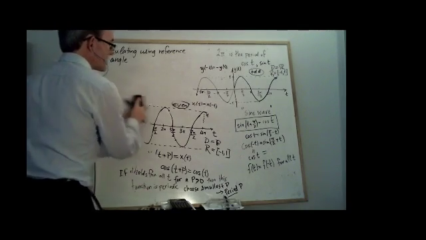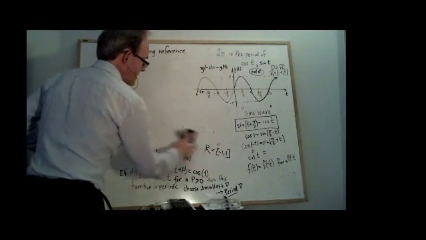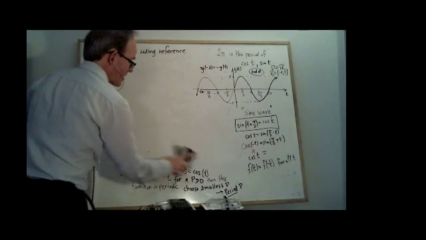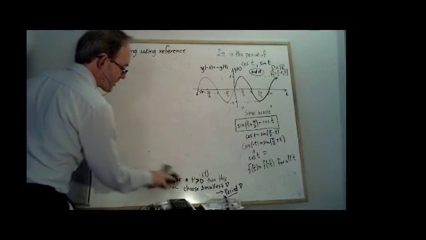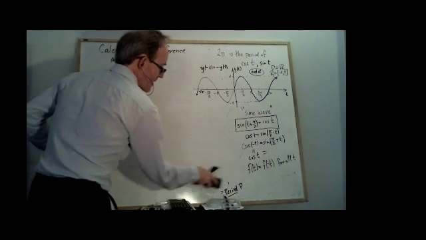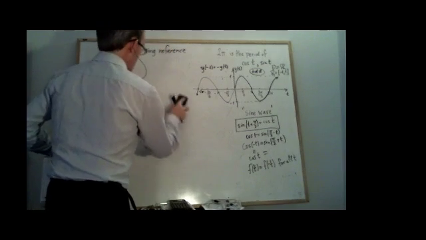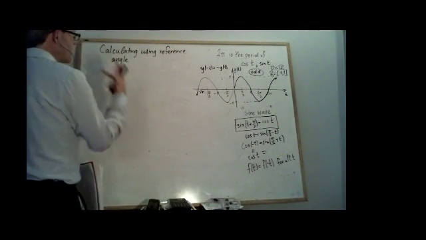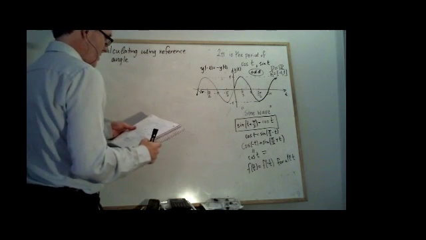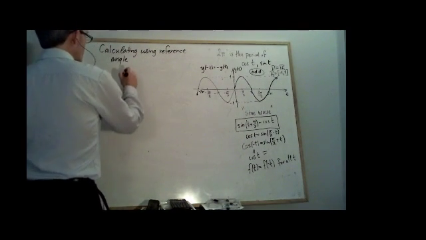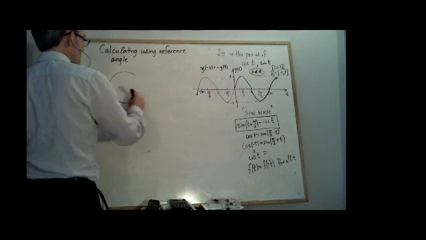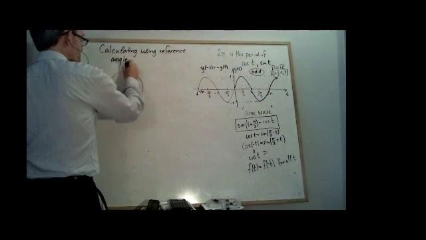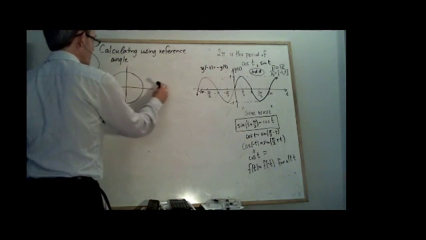All right, so this is what we need to use when the angle is outside of the first quadrant. Using the reference angle makes it a bit easier to think about when you calculate the sine and cosine of angles.